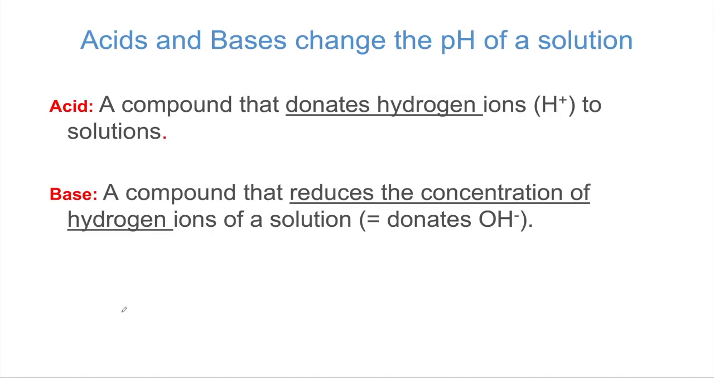So what are acids and bases? Acids and bases change the pH of the solution. And how do they do that? Well, an acid is a compound that donates hydrogen ions to solution. You may have heard of acids like hydrochloric acid, sulfuric acid. And a base is a compound that does the opposite. It reduces the concentration of hydrogen ions in a solution. So it either removes the positively charged hydrogen ions, or it donates hydroxyl ions.